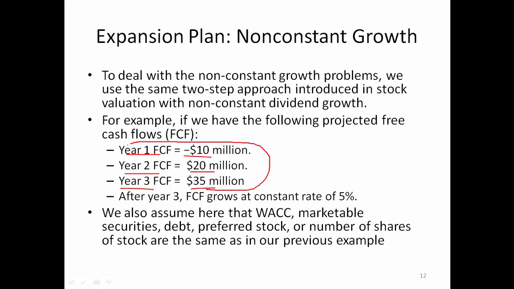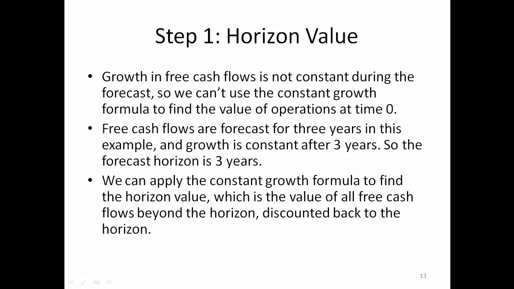And apparently, if we look at these 3 years, there's no constant growth in the free cash flows. But then after year 3, we do assume that the free cash flows grow at a constant rate of 5%. We also assume that the WACC, the amount of marketable securities, the amount of debt, the amount of preferred stocks, and the number of shares of common stocks are the same as in our previous example. So in this two-step approach, step 1 is to estimate the horizon value. Since growth in free cash flows is not constant during the whole time, we can use the constant growth formula to find the value of operations at time 0.